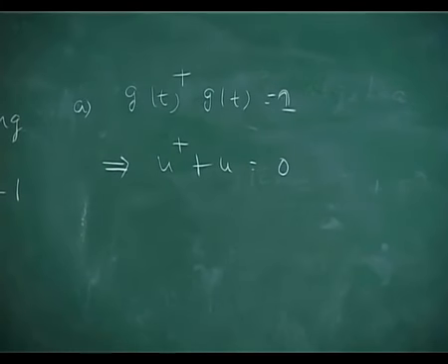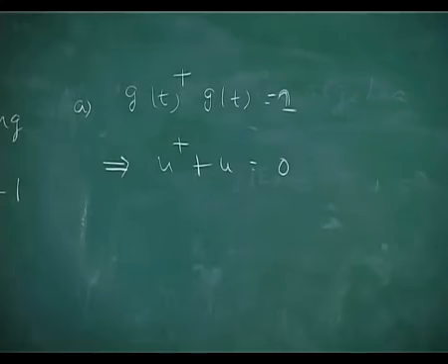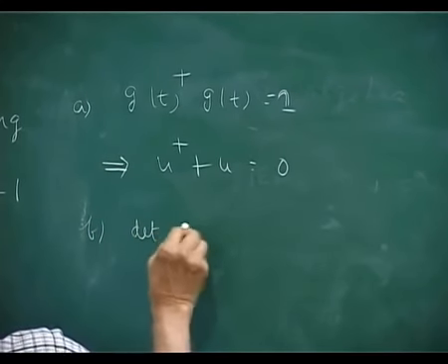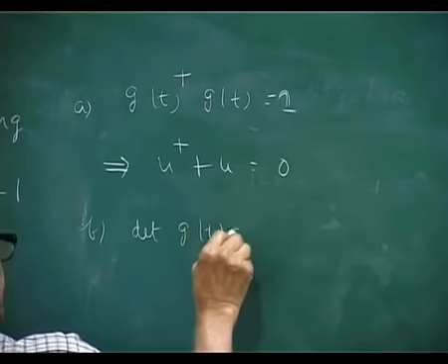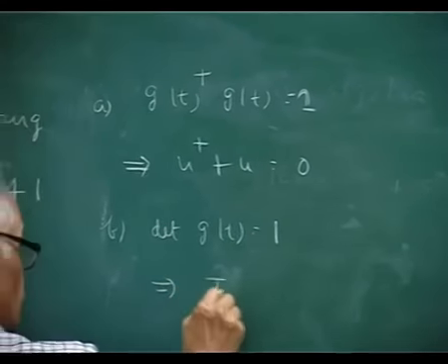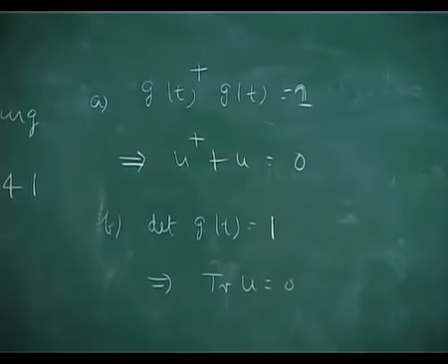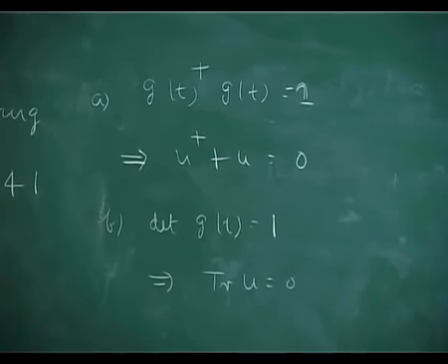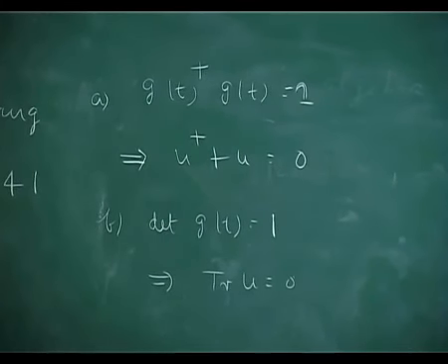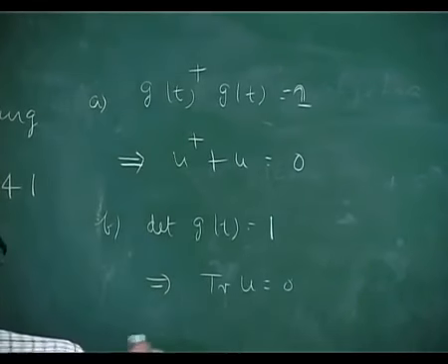Right? From expanding in powers of t. And secondly, the determinant of g of t is 1, implying the trace of u is 0. So these are traceless matrices which are anti-Hermitian.